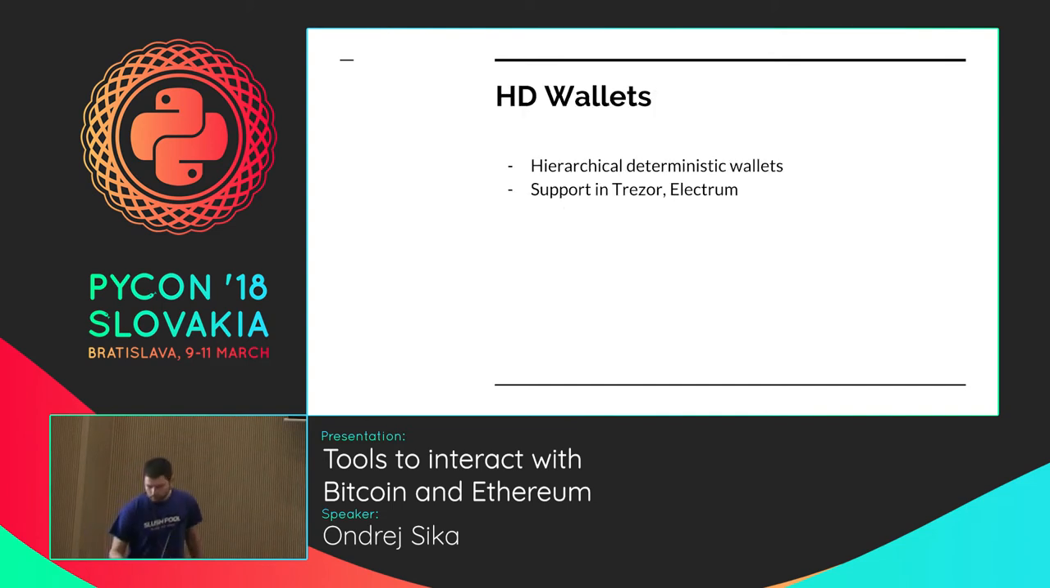Then, wallets. As I mentioned, at first we have another new type of wallets. They are called HD wallets. They are hierarchical and deterministic. That means you have one key and you can generate, in deterministic order, some other Bitcoin addresses, because it's much safer to use one address at once, because every transaction in the blockchain is public and anybody can try to analyze the whole blockchain.